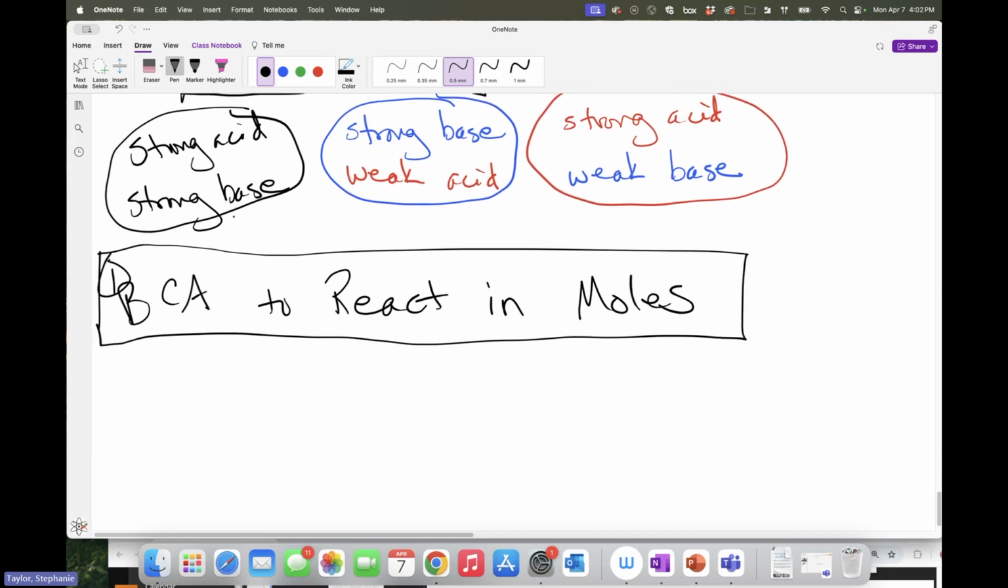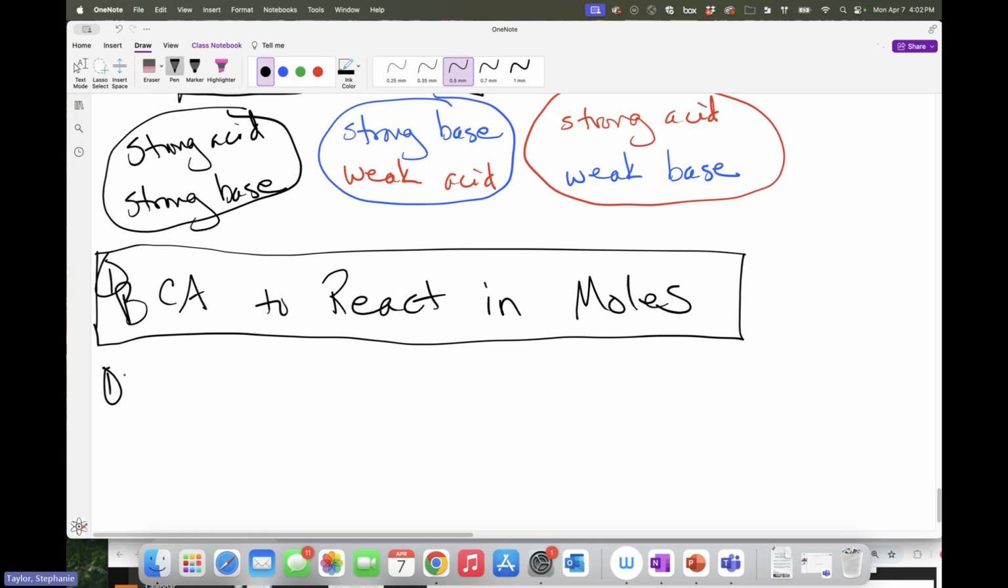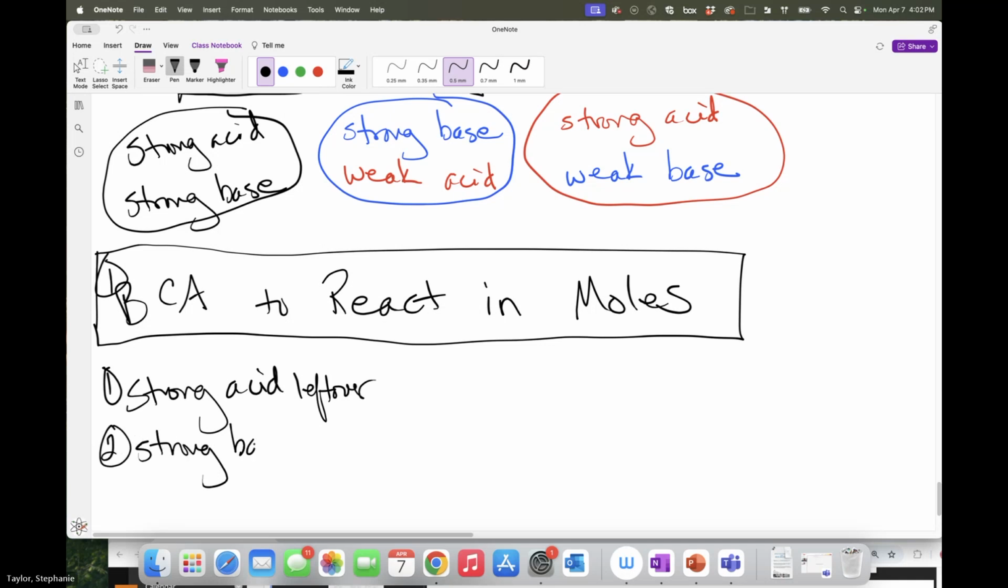But then after that, for each type of titration, there are certain things that I'm going to look for. I'm going to try to keep these color coded. If I have a strong acid, strong base, there's basically 3 things I can have. I either have strong acid left over, I have strong base left over, or I have neither, and my pH is equal to 7. That's a strong acid, strong base titration.